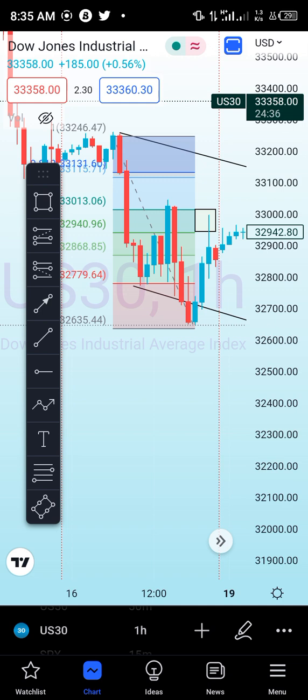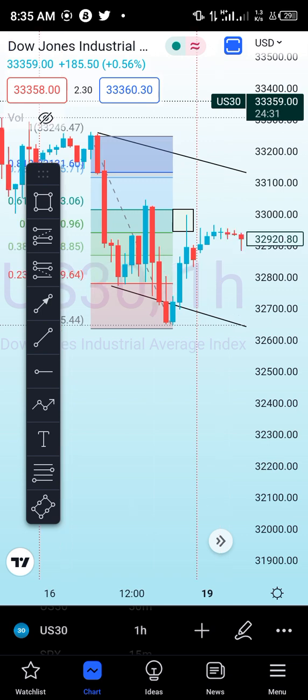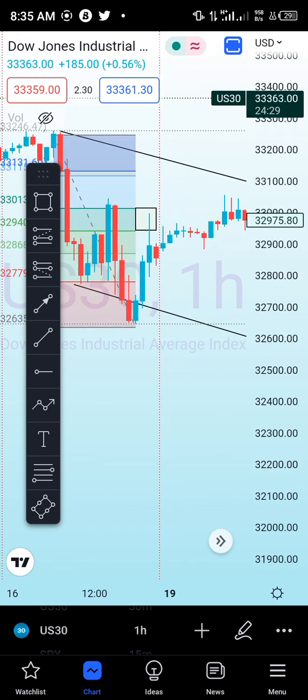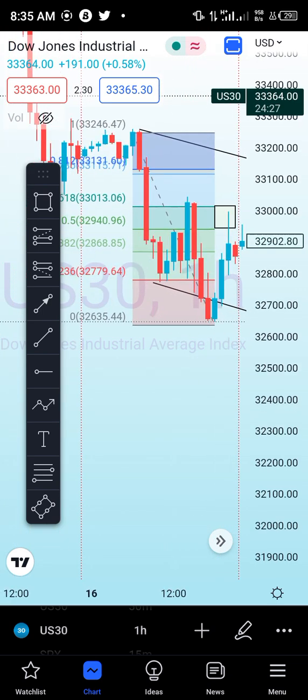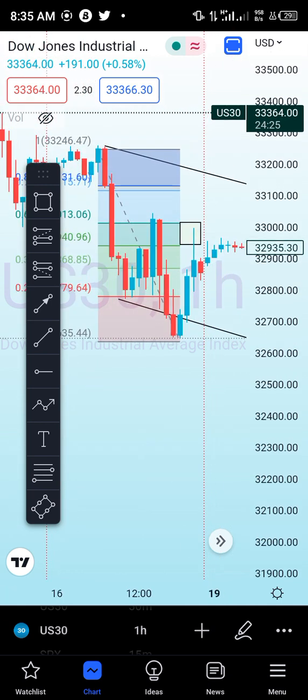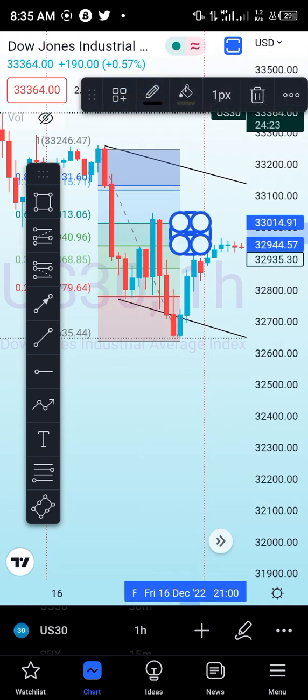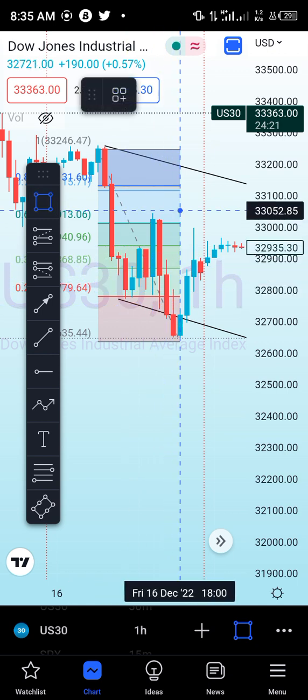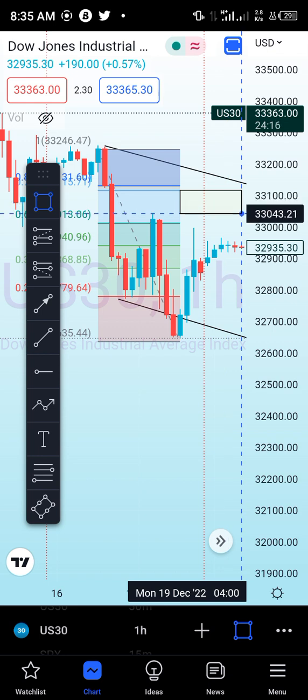After this move has occurred, you can put your entries here for a retracement. You put your entry there, or you make use of 61.8. 61.8 is somewhere here. This is where 61.8 is, to the upper part here. So you can take your entries here.